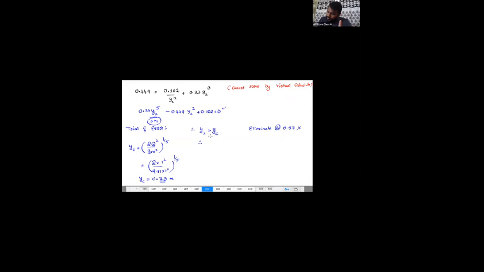Now you see, by taking Y2 equals 1.02, what is LHS? The LHS is equal to 0.33 into 1.02 to the power of 5 minus 0.449 into 1.02 whole square plus 0.102.